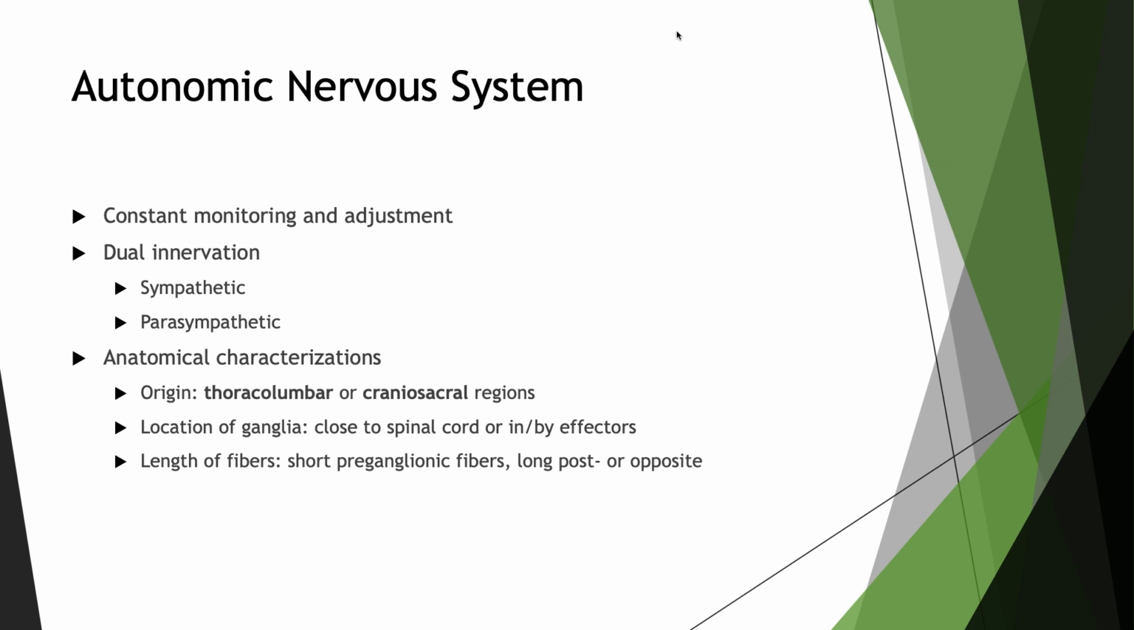These two divisions are separated on the basis of three characteristics. First, the origin of the fibers. The parasympathetic fibers originate in the cranial and sacral regions of the spinal cord. The sympathetic fibers originate in the thoracic and lumbar regions of the spinal cord. Second, the relative lengths of their fibers. The parasympathetic has long preganglionic and short postganglionic fibers, and the sympathetic has short preganglionic and long postganglionic fibers. And third, the location of their ganglia. The parasympathetic ganglia are located in or near the visceral effector organ, and the sympathetic ganglia are located near the spinal cord in a chain of ganglia called the sympathetic trunk.